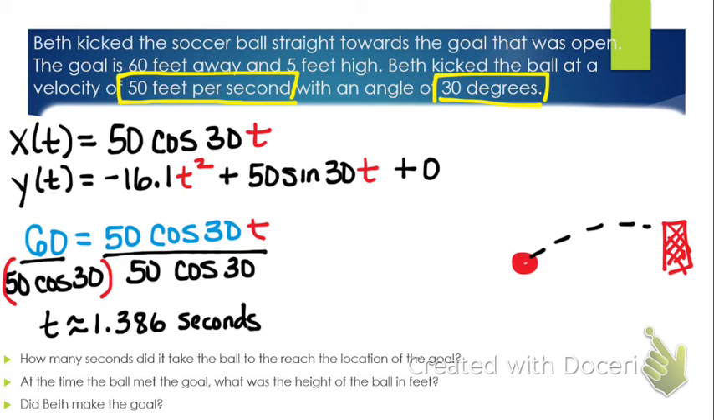Part C says, at the time the ball met the goal, what was the height? So if I'm looking for height, that's the vertical distance. Wait, what did I say? Oh, did I say C? Okay, sorry, part B. At the time that the ball met the goal, what is the height? So if you're looking for height, height is a vertical measurement, right? Would you agree that height is vertical? So we're going to take this answer that we got in part A, which is 1.386, and substitute it into my y equation for t. So let's take that equation.